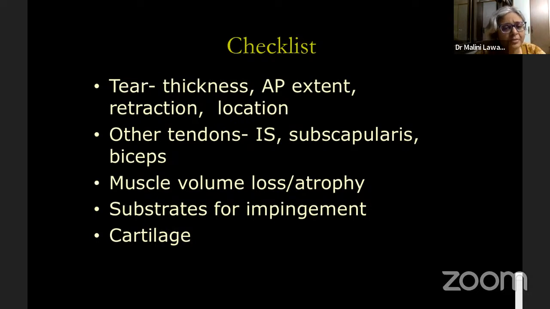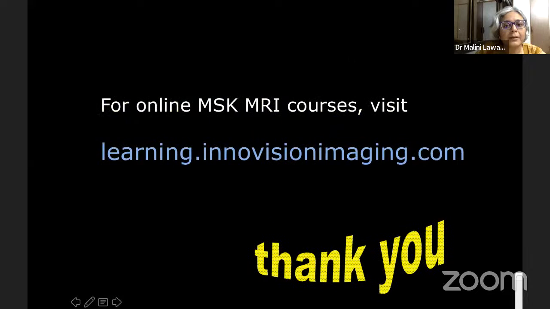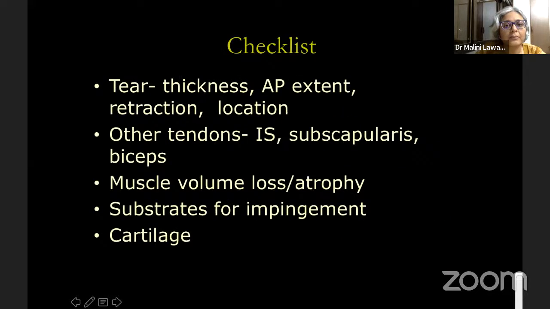We always look at supraspinatus, but we also need to look at infraspinatus, subscapularis, and biceps. We need to look at the muscle. Is there muscle volume loss? Is there atrophy? Grade it.